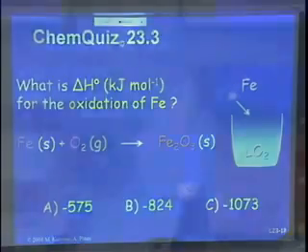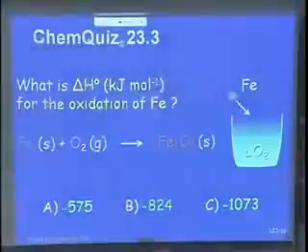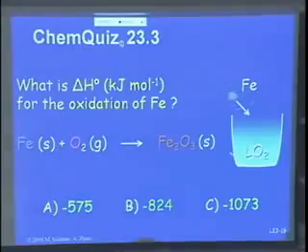You see that? So if you have iron solid, and you put this in gaseous oxygen, you get Fe2O3. That's iron oxide. That's rust, okay? And the next time we're going to do an experiment where I put metallic iron into liquid oxygen, and we accelerate that reaction. We do super fast rusting. But I'm asking you now a question, what is the delta H of formation of Fe2O3? Is it minus 575 kilojoules per mole, minus 824 kilojoules per mole, or minus 1073 kilojoules per mole?